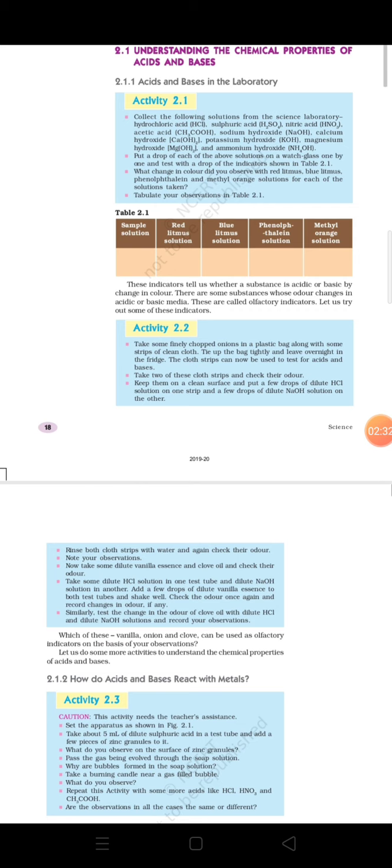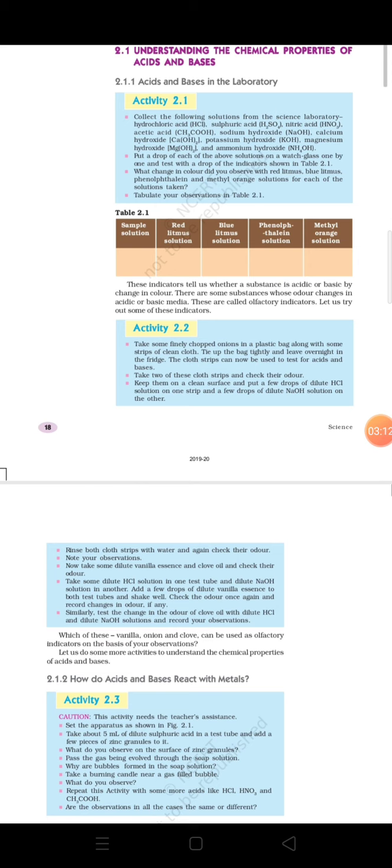So when you are using the first indicator given, red litmus solution, you know that red litmus paper or red litmus solution doesn't show any color change in acidic medium. So in HCl, H2SO4, HNO3 and acetic acid, they won't show any change in color, whereas NaOH, CaOH twice, KOH, MgOH twice and NH4OH are bases. So if you add red litmus solution to them, they will show a color change from red to blue.